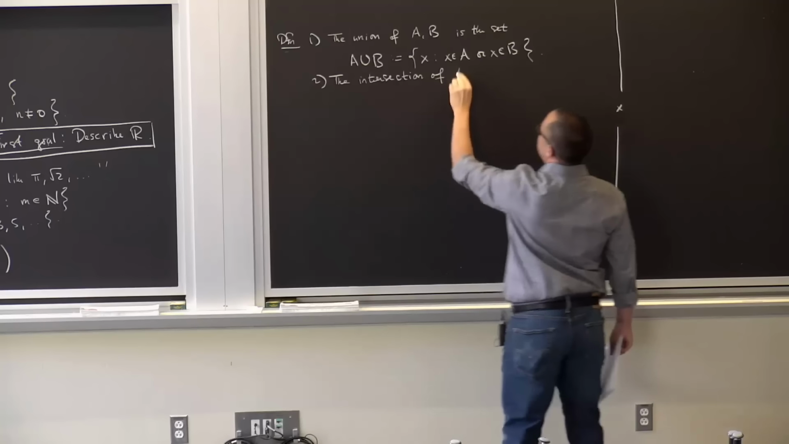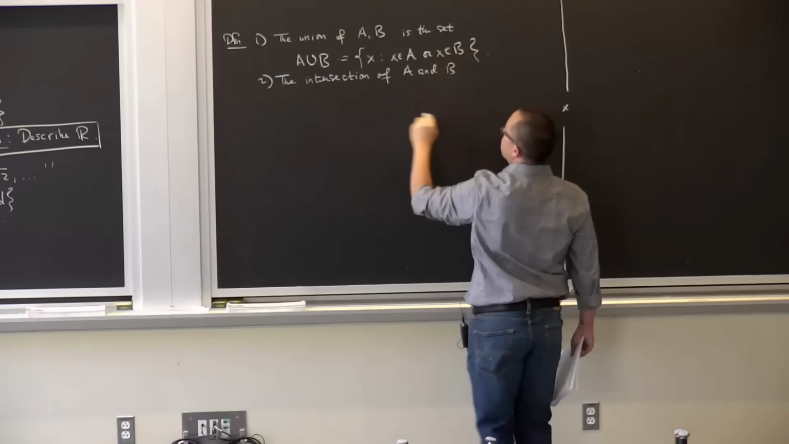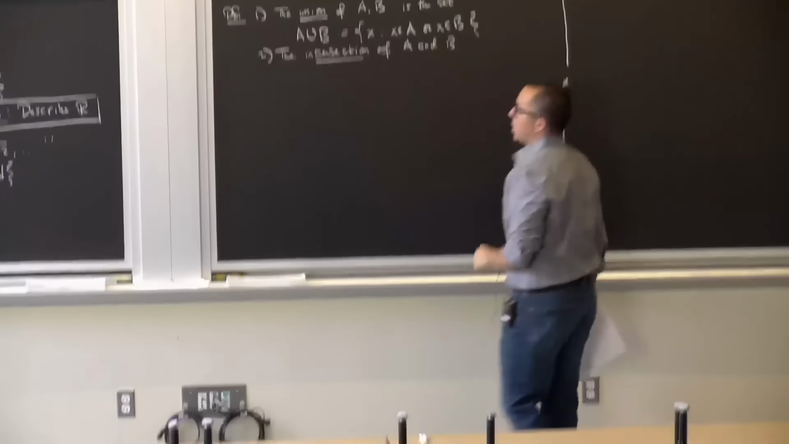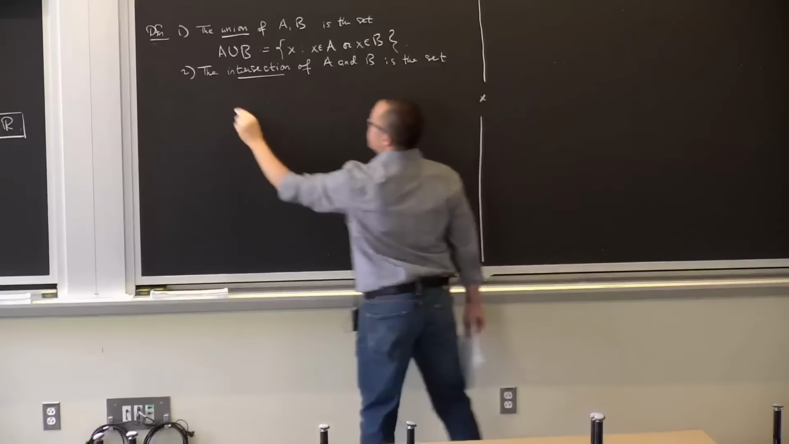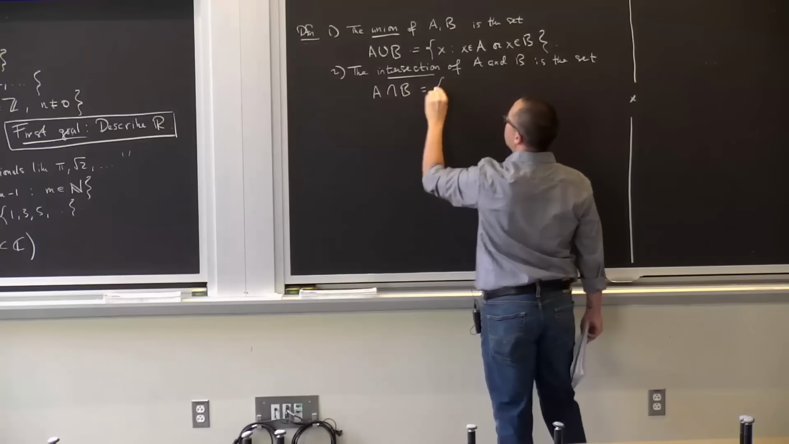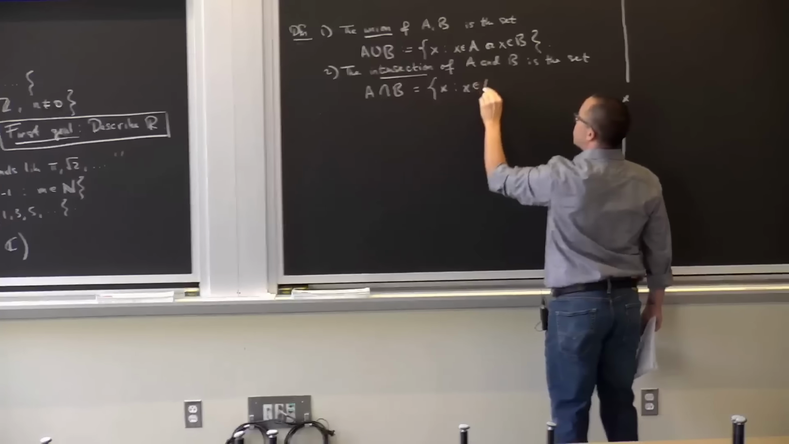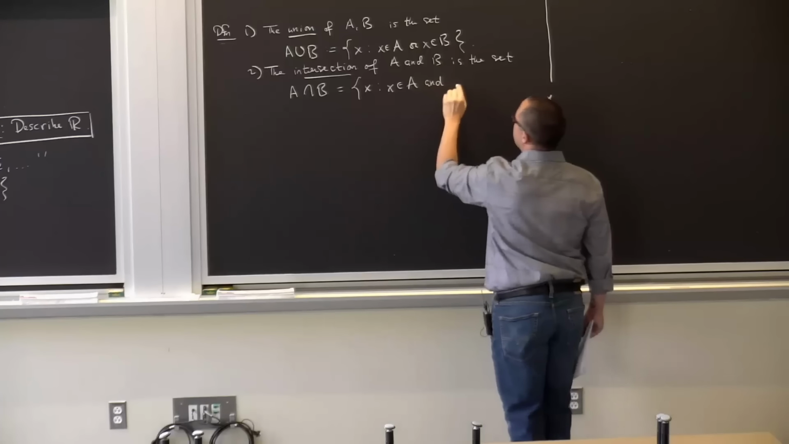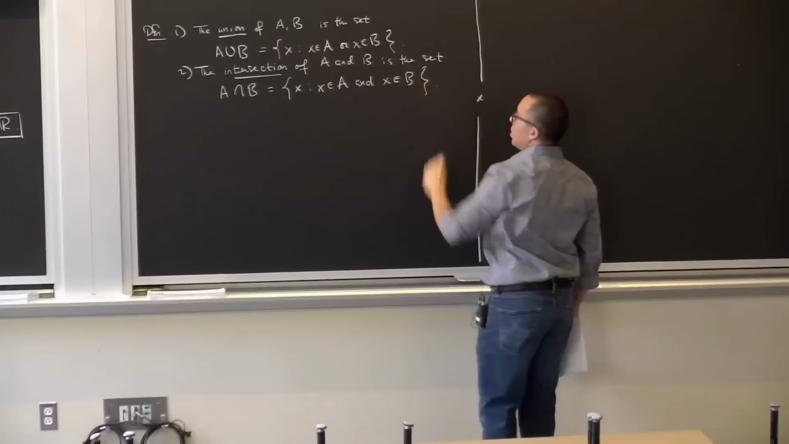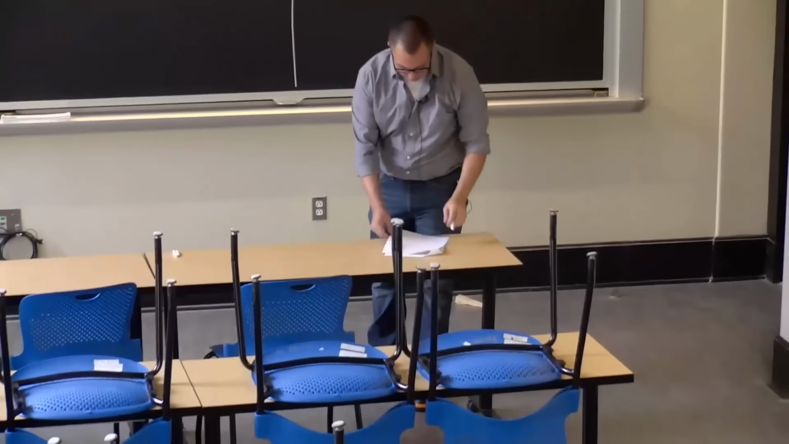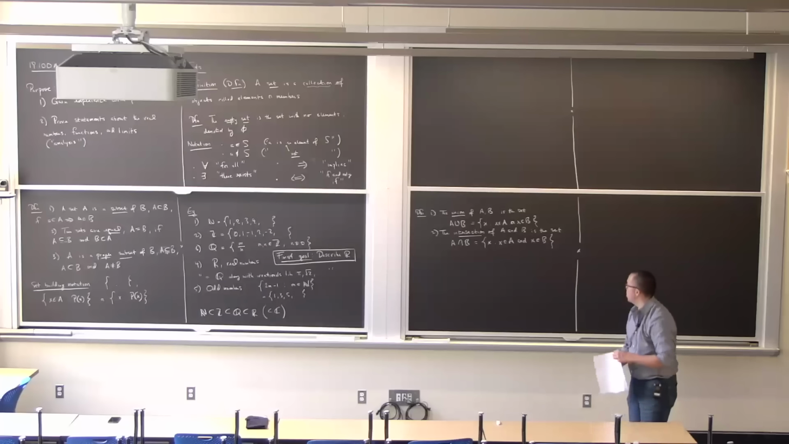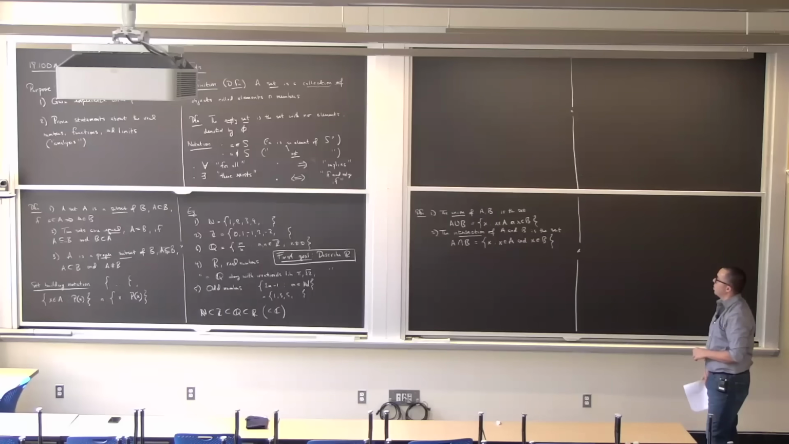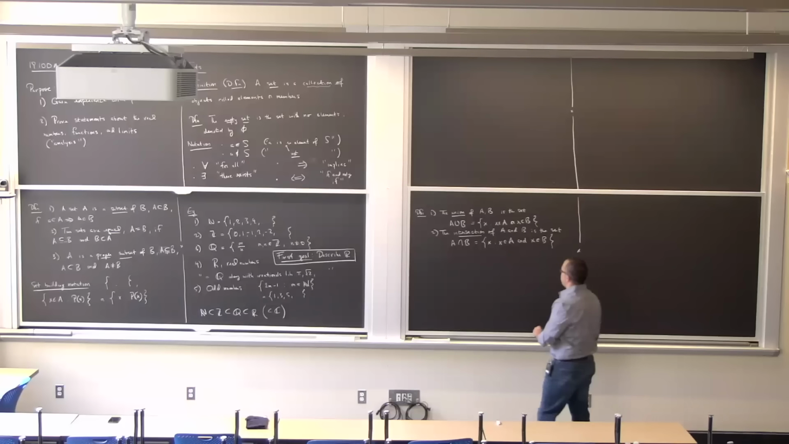The intersection of A and B. So this was defining the union, this was defining the intersection, is the set A cap B, and this is the set of all x's such that x is in A and x is in B. So the union is take all the things from A, take all the things from B, and put them together in one big basket. The intersection is just take the things that A and B have in common.